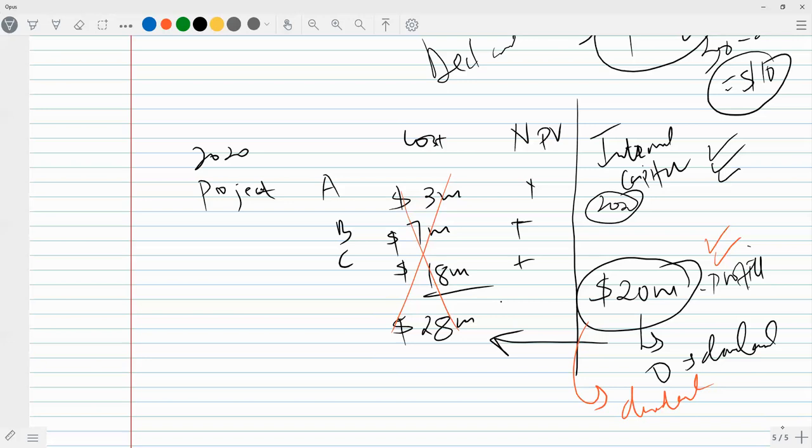It may have an impact on the company share price. If the company is going to invest the money in value adding projects, what does that mean? Therefore, there will be an increase in the company share price, because the company is investing in value adding projects.